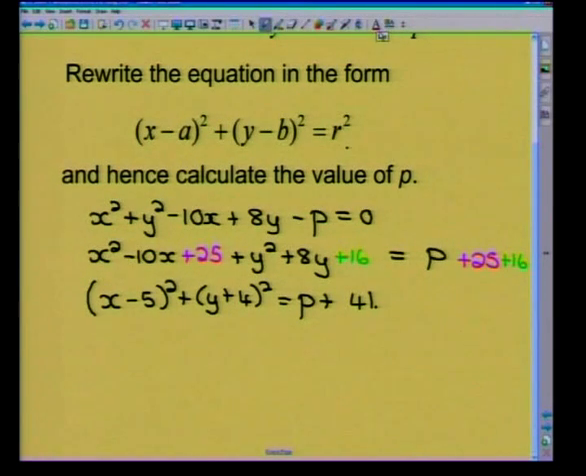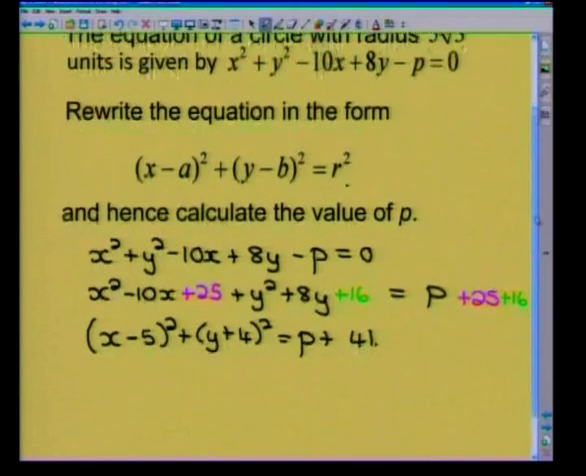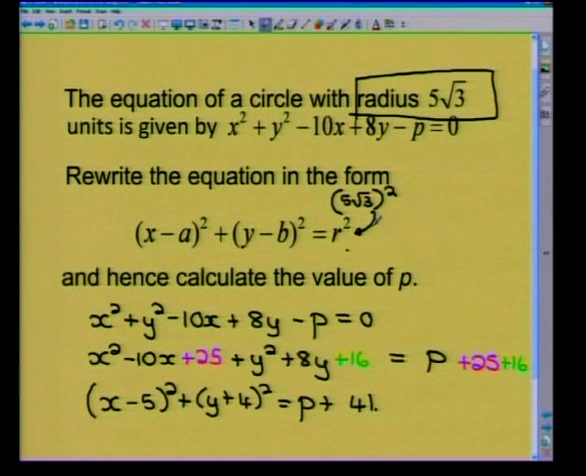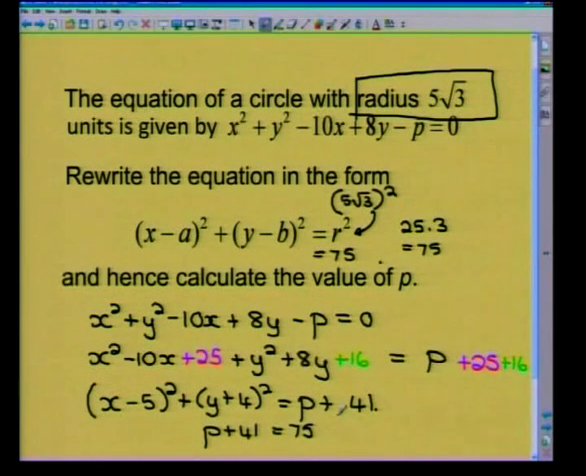Now it says, hence calculate the value of p. Well, this is where the other bit of information is going to come in handy. They told me that the radius of this circle is 5 root 3. And we know that if this was 5 root 3, we would have had to square it to get what went in the formula. So squaring that, you'd square the first one, and then you'd square the root 3, which is going to give you 3, so it would be 75. So in actual fact, we know that that would have been 75. So at this stage now, I know that p plus 41 is equal to 75.